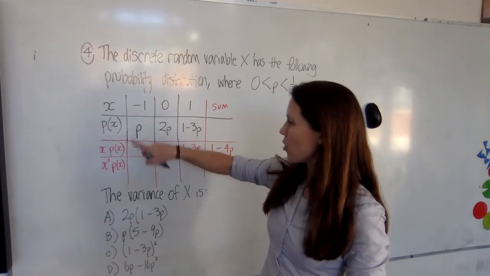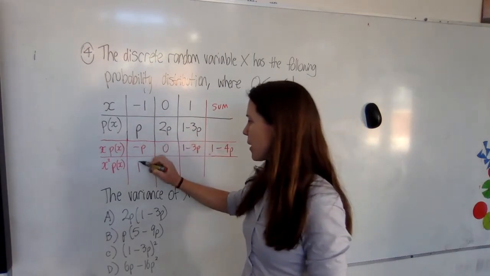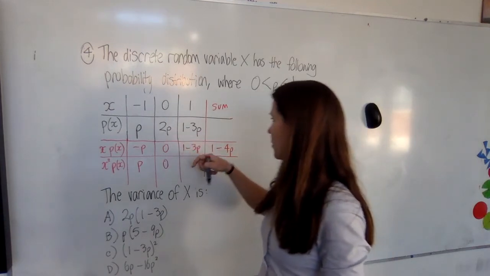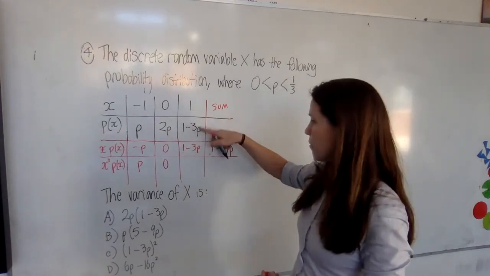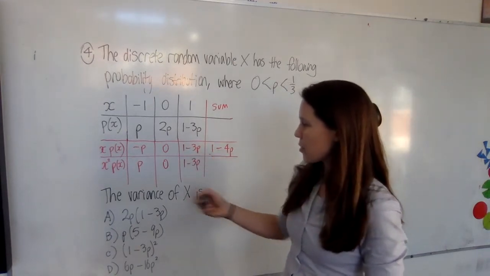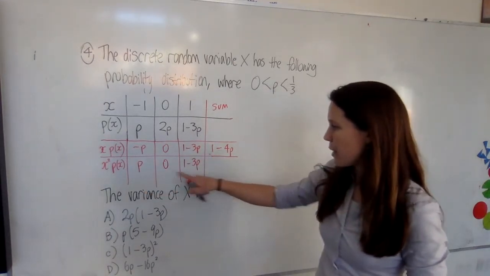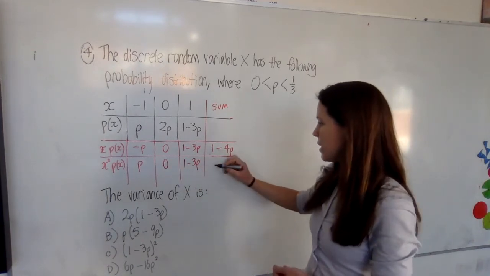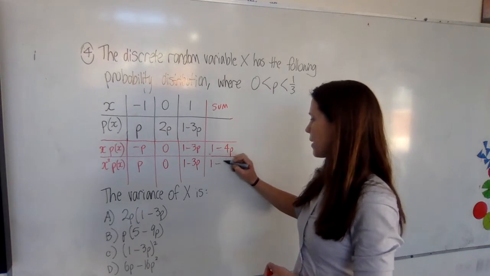So squaring this, I've got 1. Multiplying it by p, I've got p. Squaring this, I've got 0. Multiplying it by anything, I have 0. Squaring this, I have 1. Multiplying it by the probability, I have 1 minus 3p. Next step is to add those up, and p plus 1 minus 3p is going to give me 1 minus 2p.